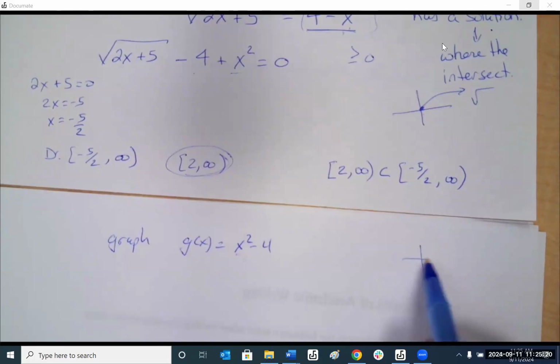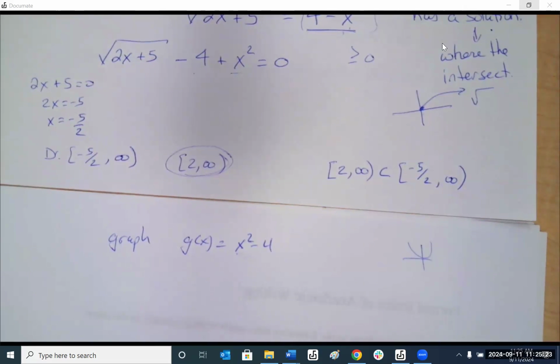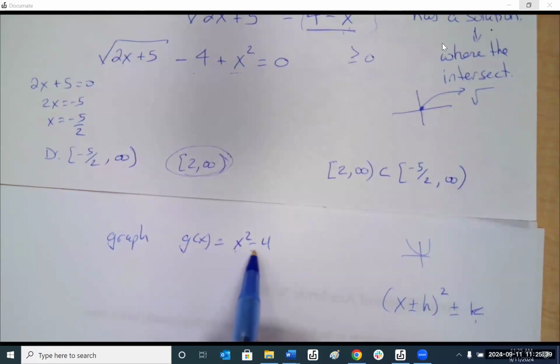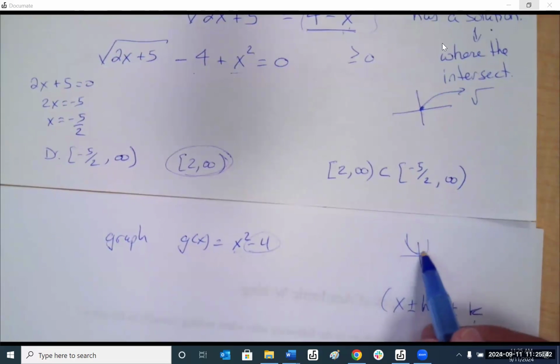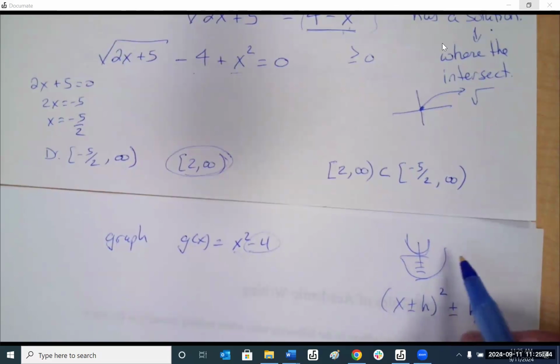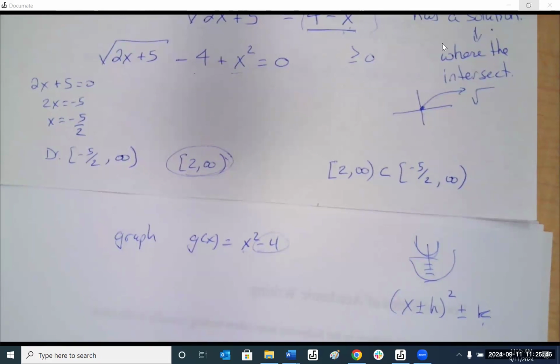It's a parabola. Does it have a horizontal shift? No. If it had a horizontal shift, it would look like this. Does it have a vertical shift? Yes, since it has this, it's a parabola that goes down 4 spaces. So that's what that one looks like.